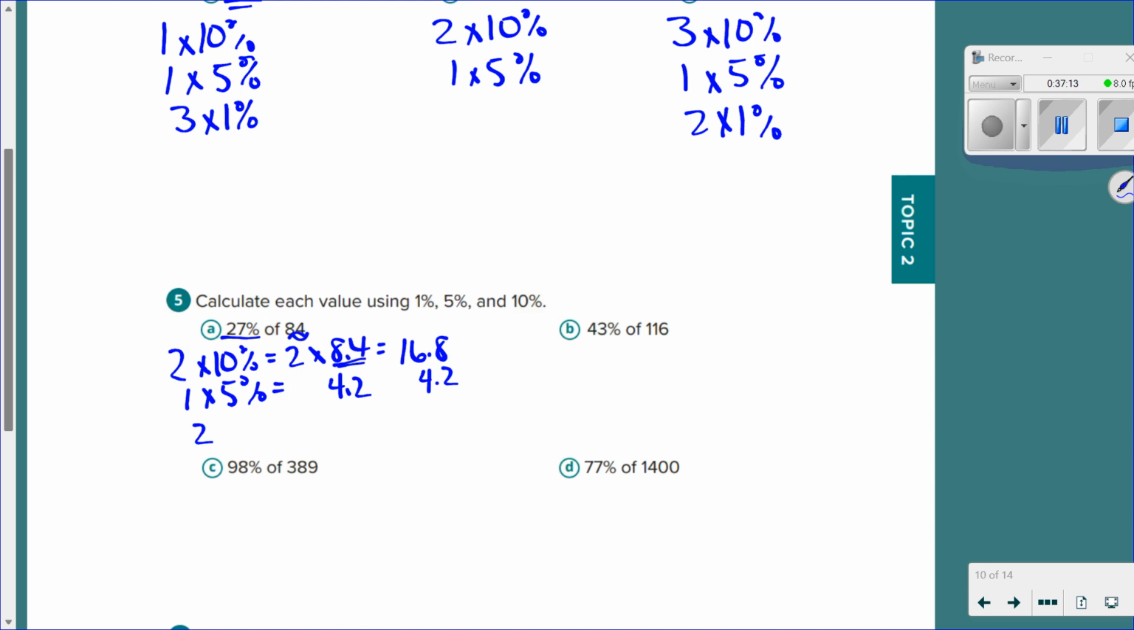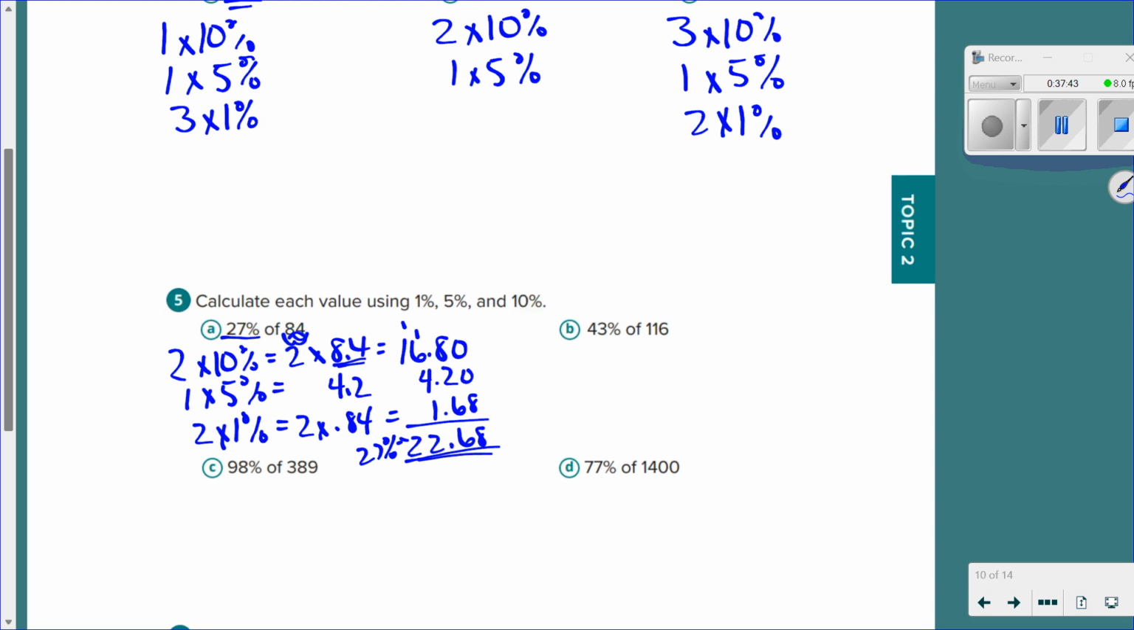And then I need 2 1%. 1% means I'm moving it twice. So that's going to be 2 times 84 hundredths, which is going to be 1 68. So I put in a trailing zero so that I can add up my columns. It gives me 8, 10, 16, 10, 12. So 27% is 2268. Does that make sense?